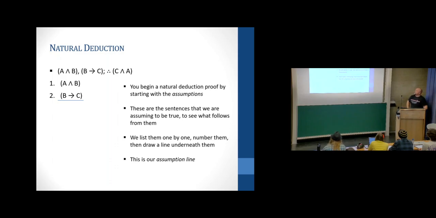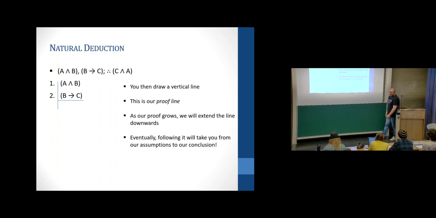Next thing we do, we drop our proof line. Our proof line's a vertical one. It's literally just how we're going to follow from the assumptions down to our conclusion. It's going to end at the last numbered line, which is the conclusion we want, the result that we want to get to.